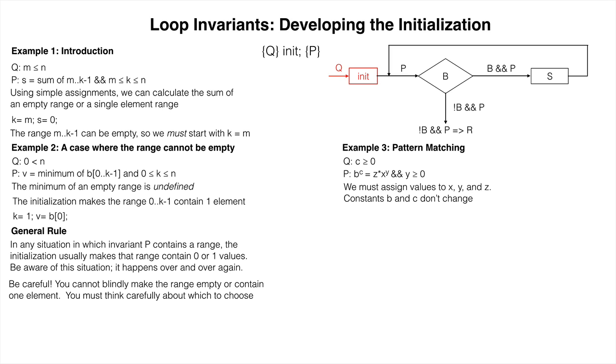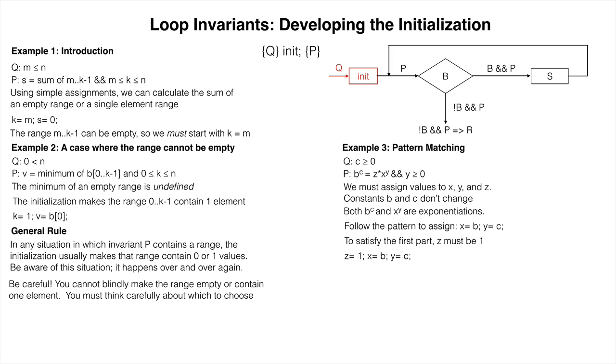They do not change. Since we see that in the invariant, both sides of the equality contain exponentiation, we are encouraged to follow this pattern, assigning b to x and c to y. Because Q says that c is no less than 0, we can say the same of y. This satisfies the second half of the invariant, that y must be no less than 0. To make the first half of P true, z must now be equal to 1. This yields the following initialization. z becomes 1, x becomes b, y becomes c.